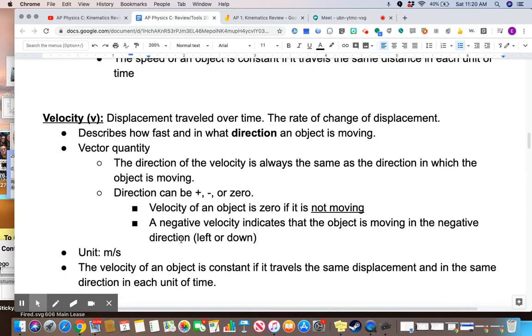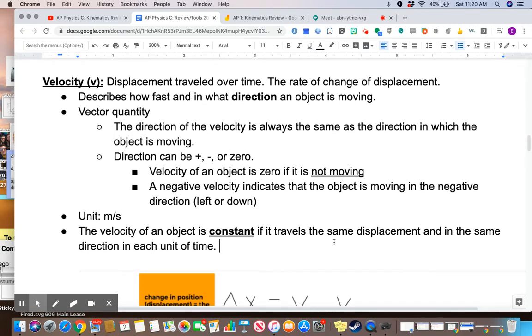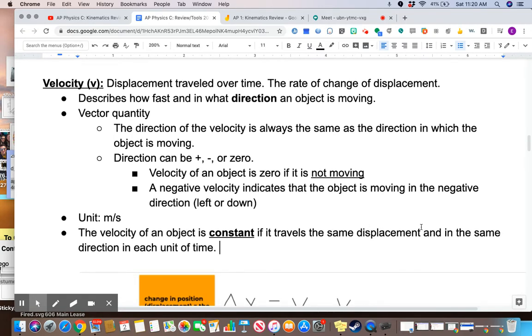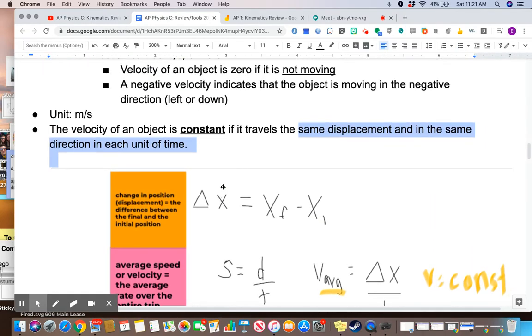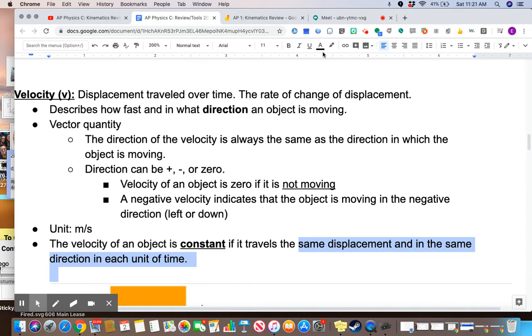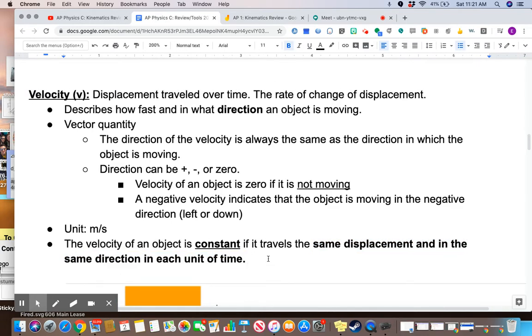Okay, and velocity can also be constant. If velocity is constant, there's no acceleration. We'll get to that in a minute. It means that the same amount of displacement is covered in the same direction within a unit of time. So it's not just the same displacement, but also the same direction in the same amount of time.